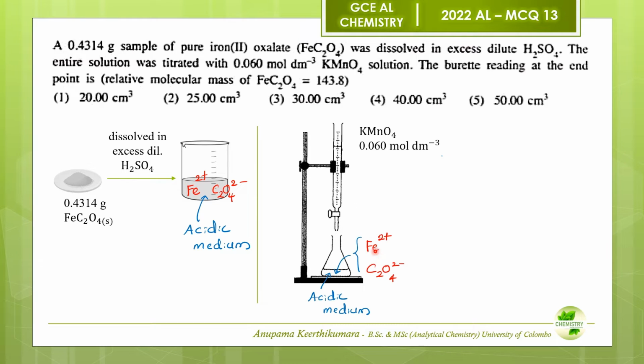When this entire solution was titrated with potassium permanganate, permanganate ions were reduced to manganese 2+ ions. When these permanganate ions reduce to manganese 2+ ions, both Fe2+ ions and oxalate ions oxidize. Fe2+ ions oxidize to Fe3+ ions, while oxalate ions oxidize to carbon dioxide.